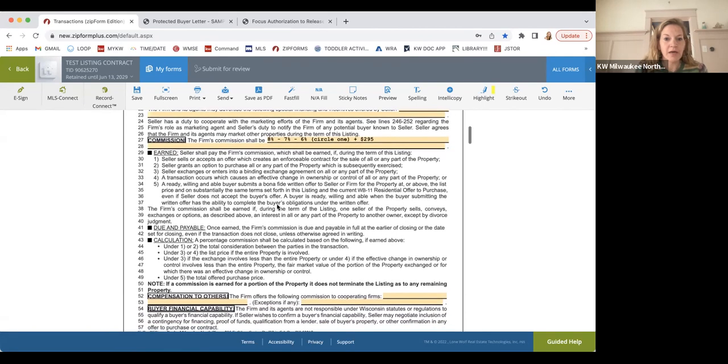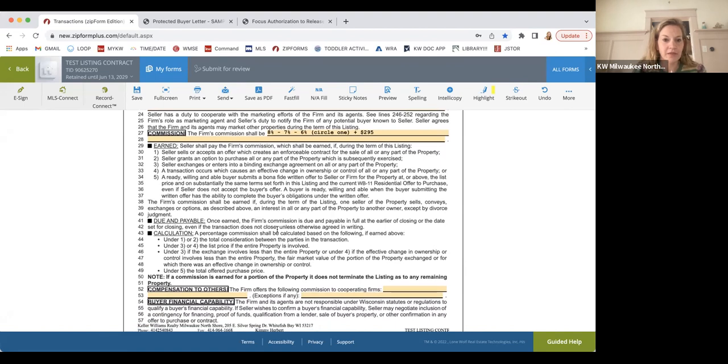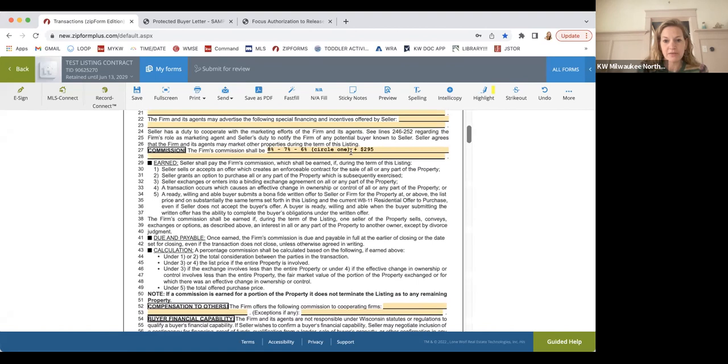So commission, this is where we address commission, of course. So the firm's commission shall be, and we have this preprinted in here for an option of 8, 7, or 6% plus $295. You are free to erase this.